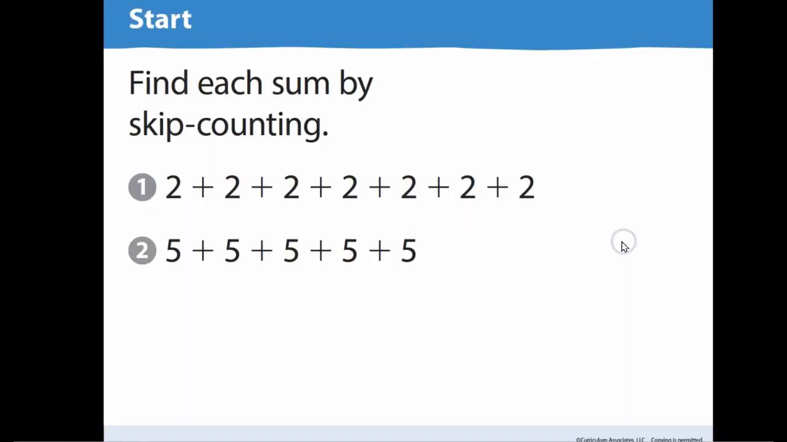It says find each sum by skip counting. So go ahead and do 1 and 2 for me, and then we'll figure it out, okay? Together. So it says find each sum by skip counting. Well, let's see how this works.